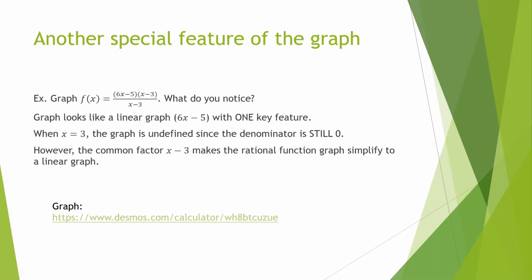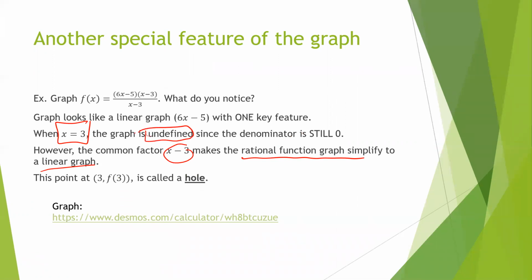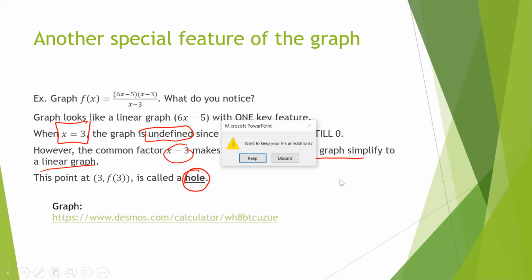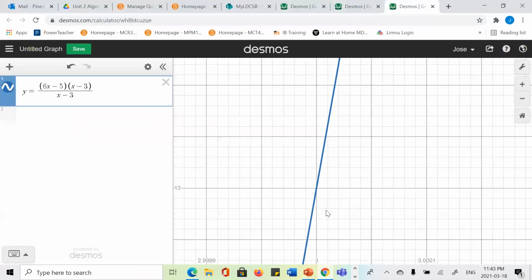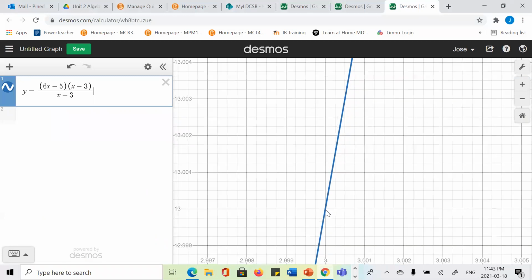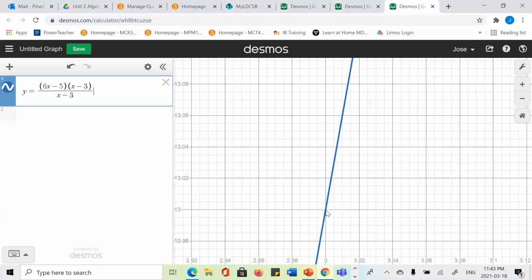So in this case, the common factor x minus 3 makes this rational function simplify to a linear graph, with the only difference being that when x is equal to 3, the graph is undefined. You scroll over it and you're going to see there is no point there. This point is actually called a hole. The name says it itself, it's simply a hole in the graph. So if we look at this function here, I'm going to zoom out so you can see it more properly.